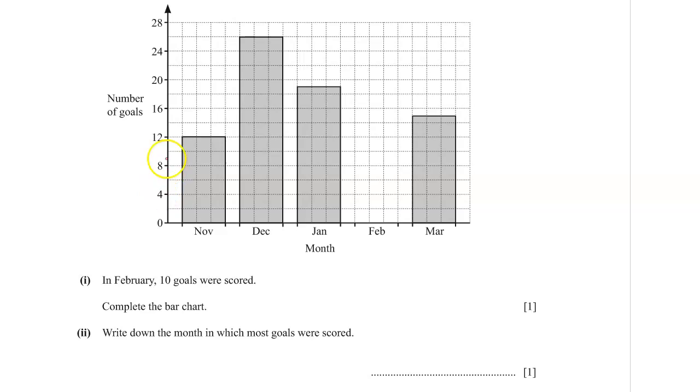So come to the y-axis. This is 8. Therefore, this is 12. So in between here should be 10. 10 is right there. So you come right here. These are 3. So 3 from here. So 10 for Feb. Right there. So these are the number of goals that are scored on Feb.